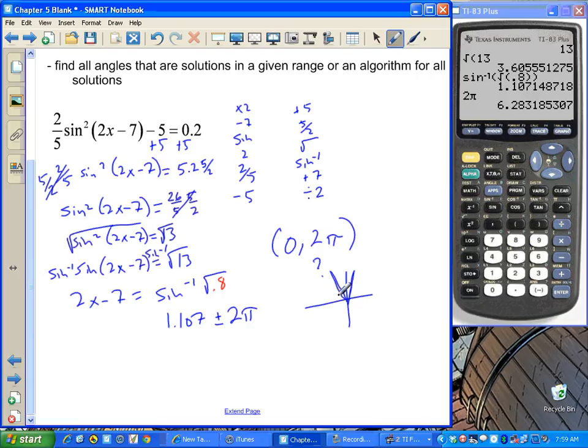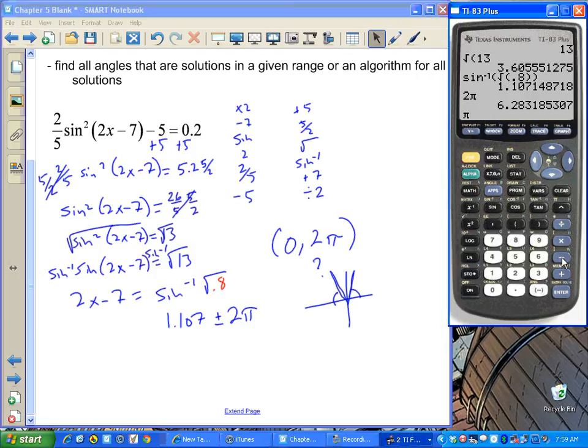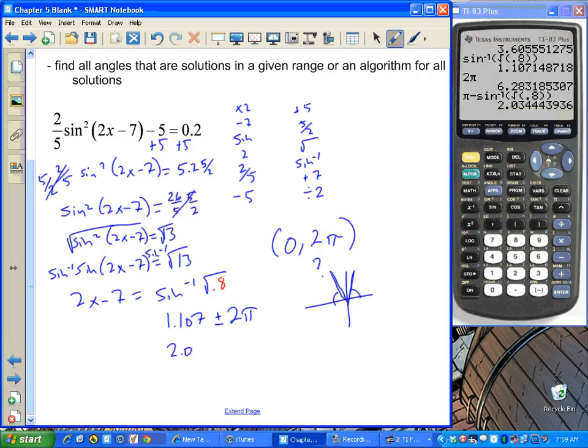Well, the way I get that is these angles are going to be the same. So if I take pi and subtract my answer, that'll be another answer. So I'm going to take pi and subtract the sine inverse of the square root of 0.8. So I also get this. So that's another answer I have to write down. 2.034 plus or minus 2 pi. Now these are the two places. And they're the only two places, because if I go anywhere else, you know, down here, I'd have the negative sine value, and that's not what I want.